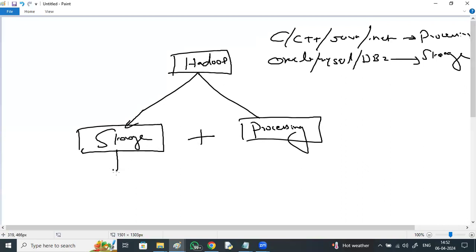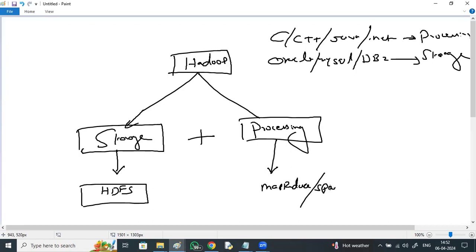For storage, does Hadoop use any database for storing its data? No, it uses a special kind of file system called Hadoop Distributed File System. And for processing, it uses an execution model called MapReduce or Spark. So Hadoop is meant for both storage and processing: for storage it has HDFS, for processing MapReduce or Spark.